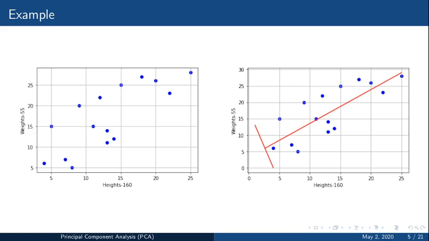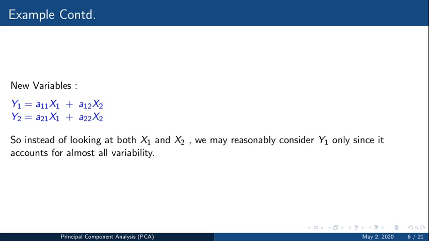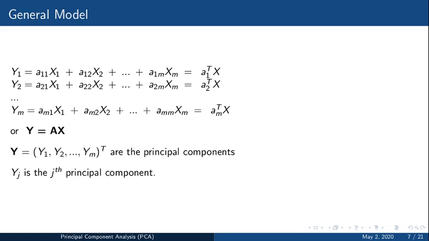It's actually a linear combination of the new axis. The rotated axis is a linear combination of the previous axis. The new variables are y1 equal to a11 x1 plus a12 x2, where x1 and x2 are the original variables, and y2 is a21 x1 plus a22 x2. So instead of looking at both x1 and x2, we may consider only y1, the variable which has the largest variability, as it contains almost all the variability.